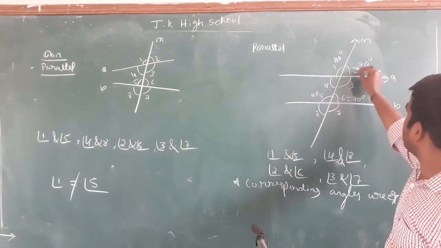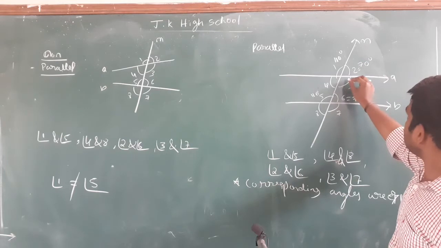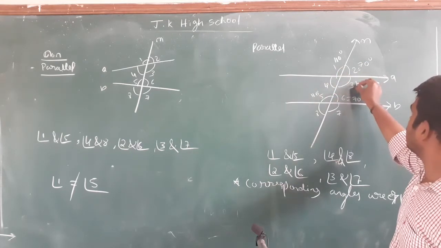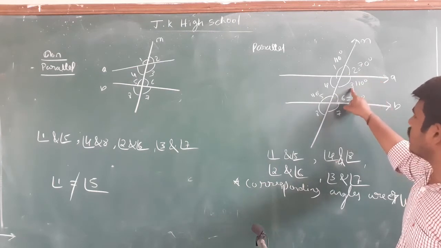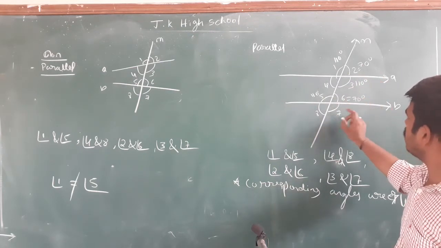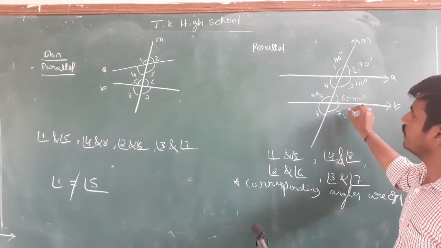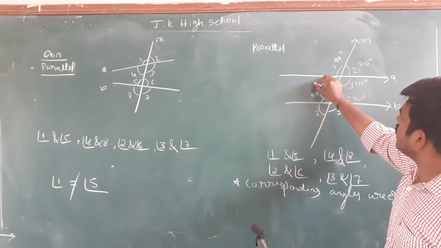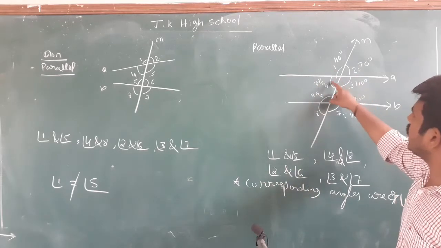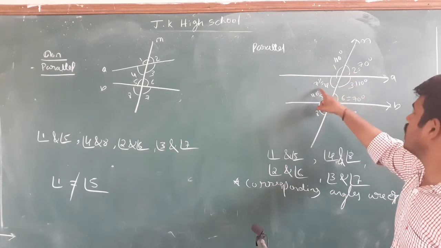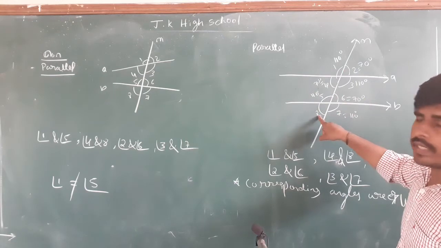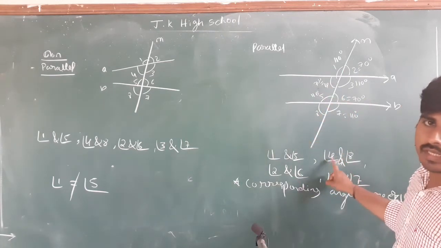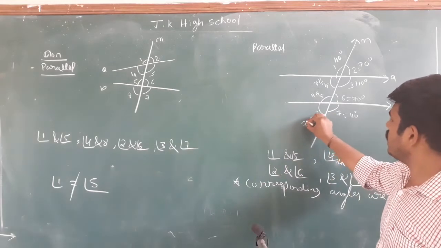Again, this is a straight line. If this is 70, this is going to be 110, so the vertically opposite angle 3 is going to be 110. 3 is corresponding with which angle? 7, so 7 will also become 110. Again, if this is 70, 4 is going to be 70 because of vertically opposite angles. If 4 is 70, no need to calculate 8 because 4 and 8 are corresponding. Therefore 8 is also going to be 70.